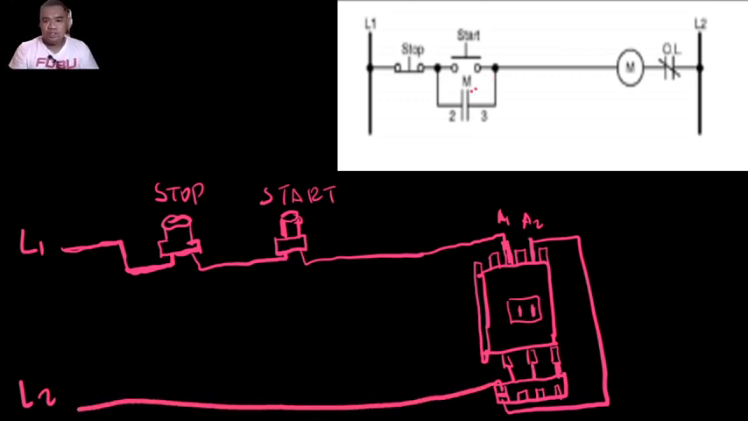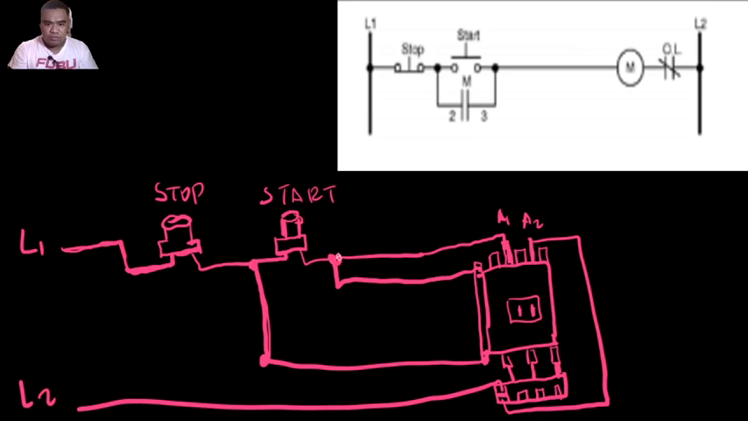Now for the next rung, we need to get the normally open auxiliary contact of our contactor. So this will be connected, as you can see, in parallel with the start button. Okay, so this is how you are going to do the pictorial diagram of our control circuit.